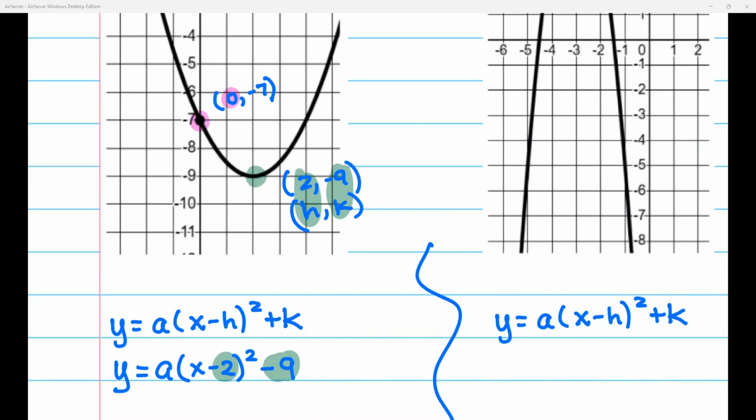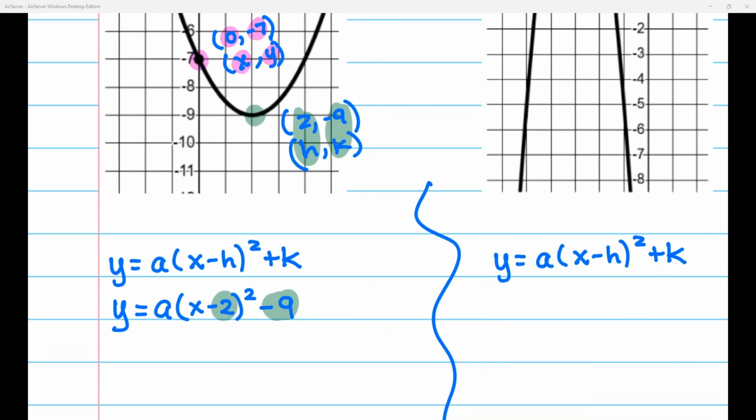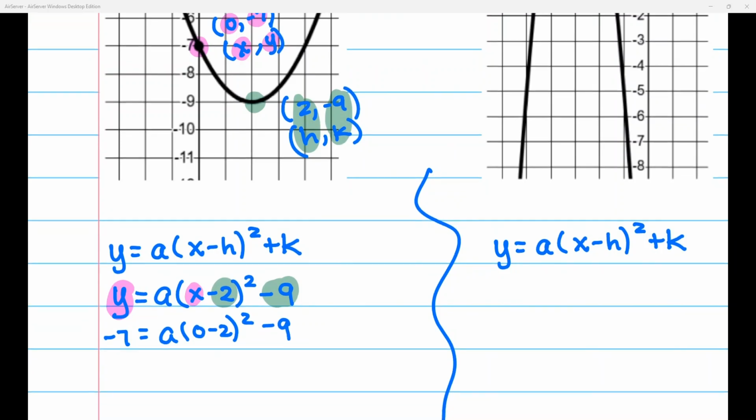More importantly, that 0 and that negative 7 is a separate x and a separate y. So these are the values that I'm going to substitute in my formula. I'm going to replace the x with 0, and I'm going to replace this y with negative 7, okay? That's coming from here and here. So when I write this, I'm going to rewrite this as negative 7 is equal to a times parentheses 0 minus 2 squared minus 9.